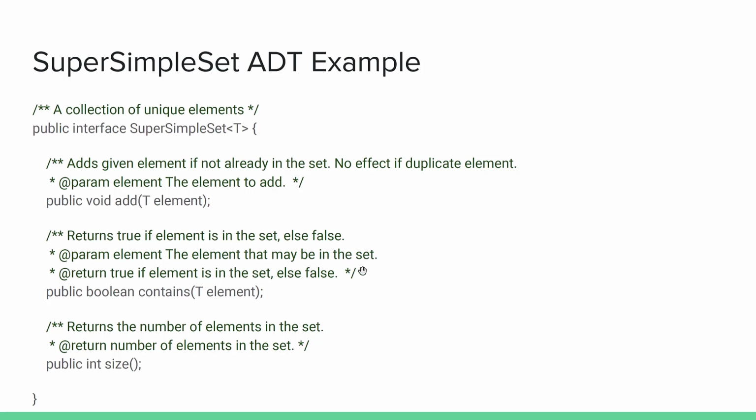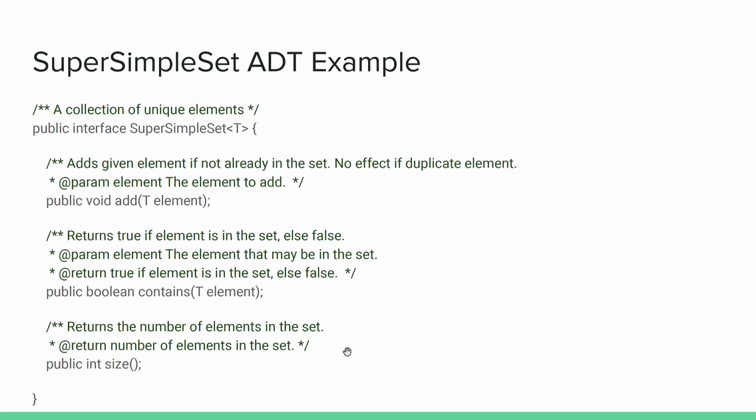I also have a contains method that takes in an element reference. And according to the documentation, this contains method should return true if the element is in the set, else it should return false. So I should be able to pass in any element reference, and if it is in the set currently, I expect a true value, and if it's not in this set, I expect a false. So I know what to expect from this method.